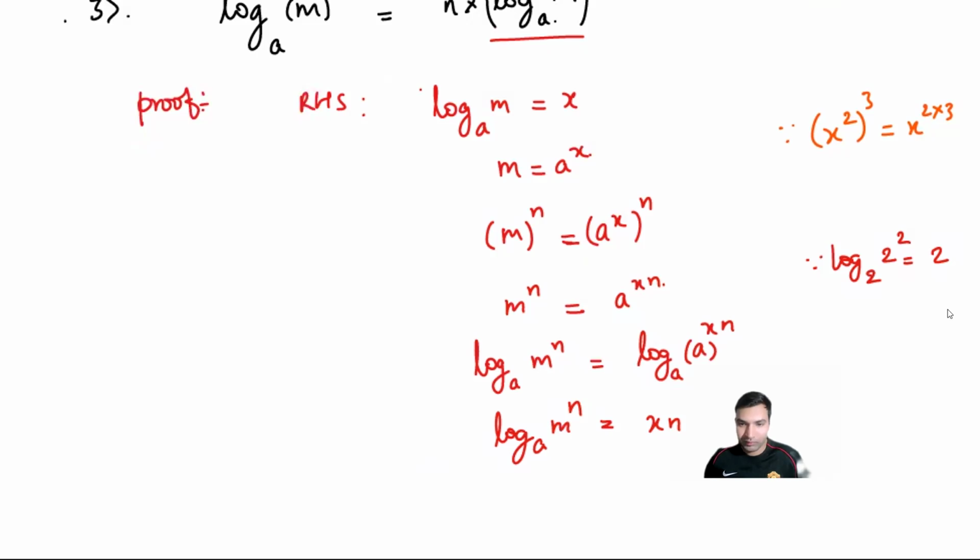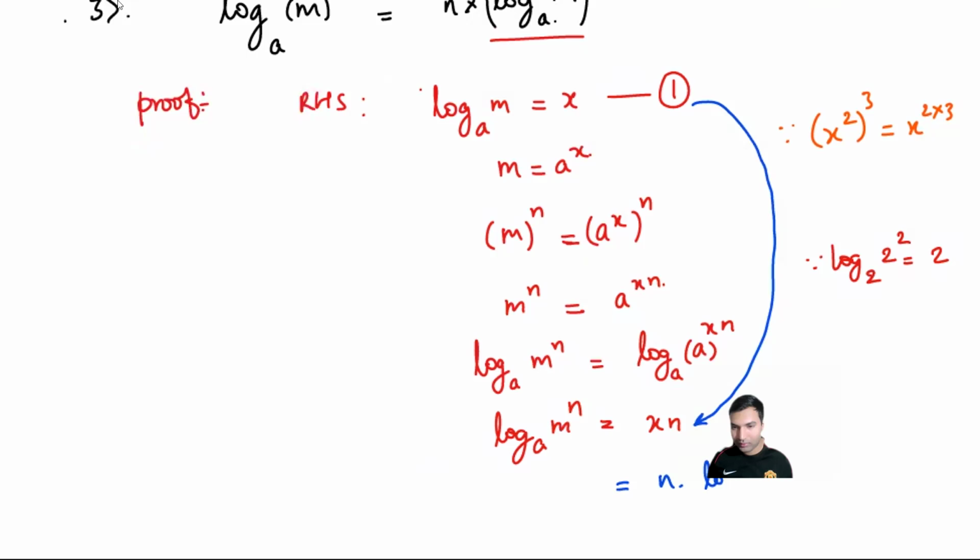Now, what is the product of x and n? What was this x? Initially, we had assumed it in equation 1. Now you put this over here, the value of x, what we had assumed earlier. So, n is already there. We get log m to the base a, and hence we have proved it.